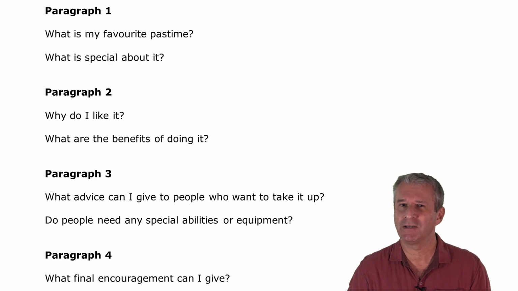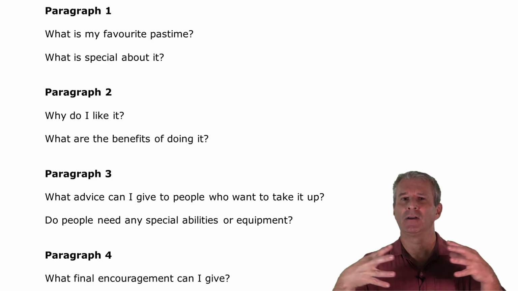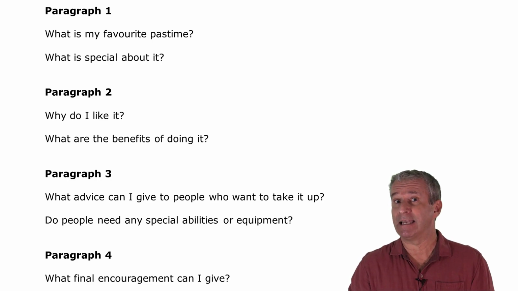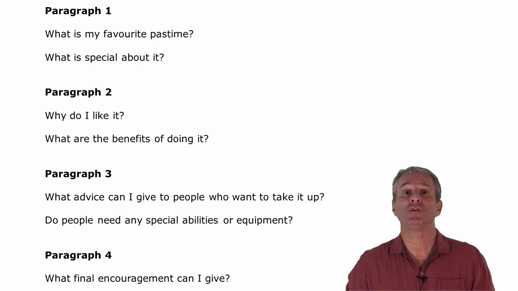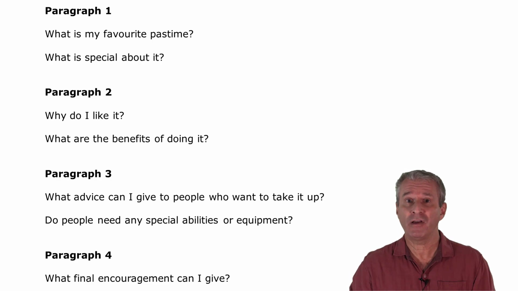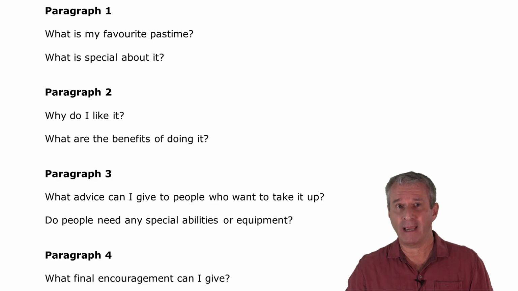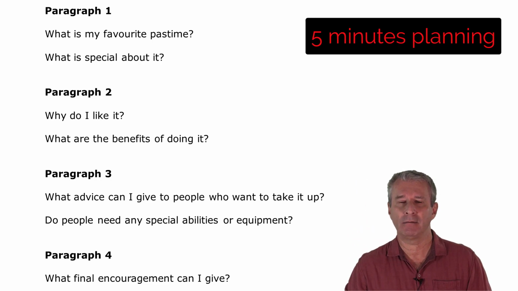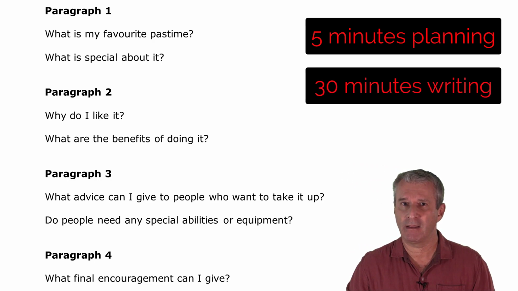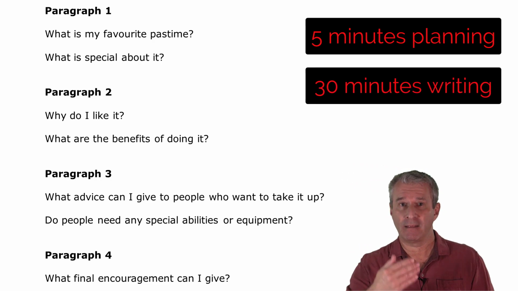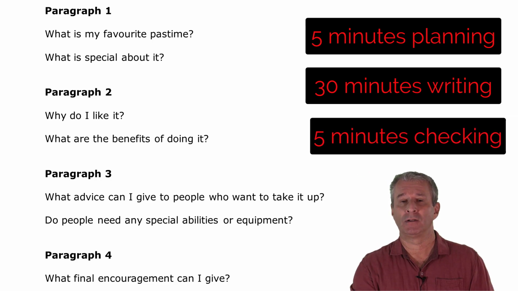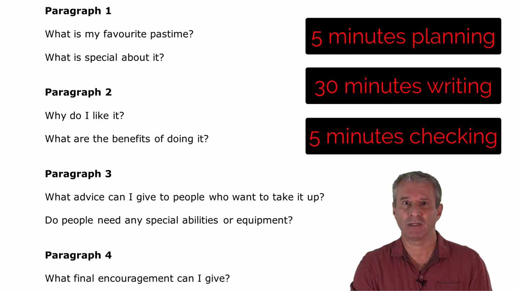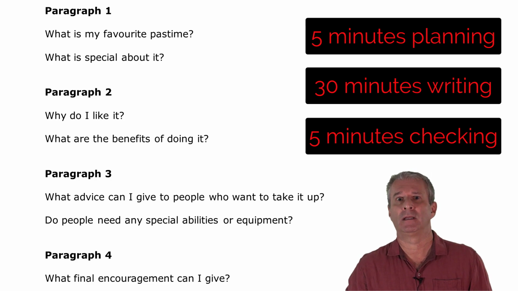Now, all you need to do is connect your ideas together and make it interesting and engaging. You should spend about 30 minutes actually writing your article. 5 minutes planning at the beginning, 30 minutes writing the article, and in the last 5 minutes, remember to check your writing. Check your grammar, your spelling, punctuation, collocation, etc.